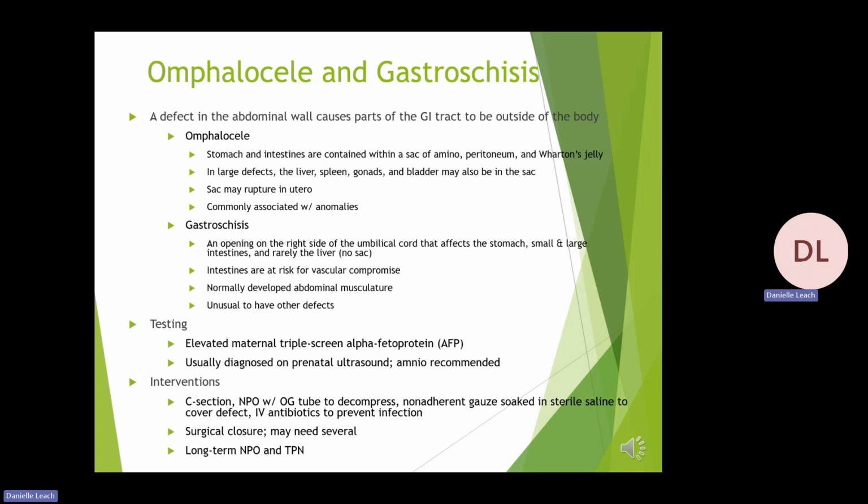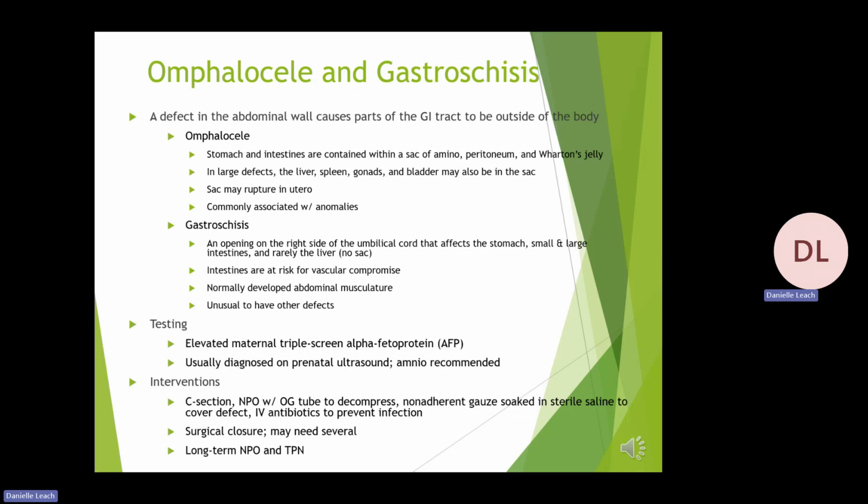We want to place non-adherent gauze soaked in sterile saline to cover the defect. We don't want any of these structures that are on the outside of the body to dry out. So we soak gauze in sterile saline and then cover the entire defect with it to keep it moist. They're also going to be on IV antibiotics to prevent infection.